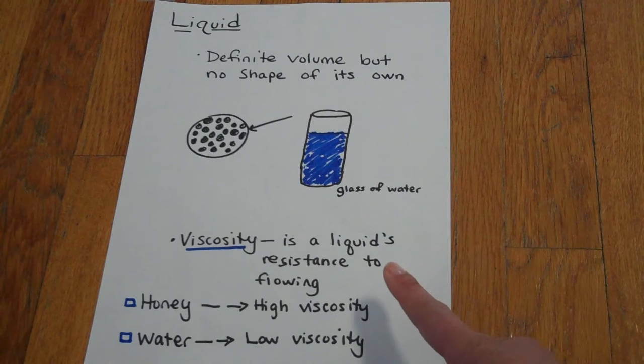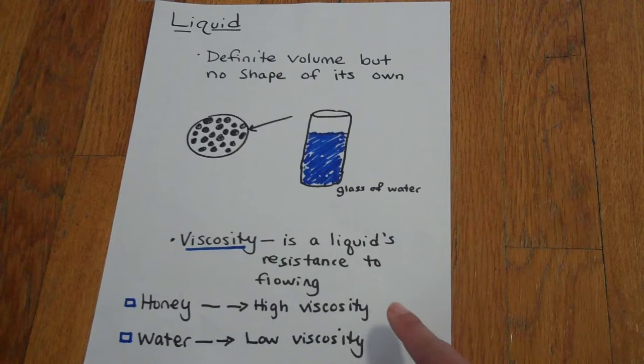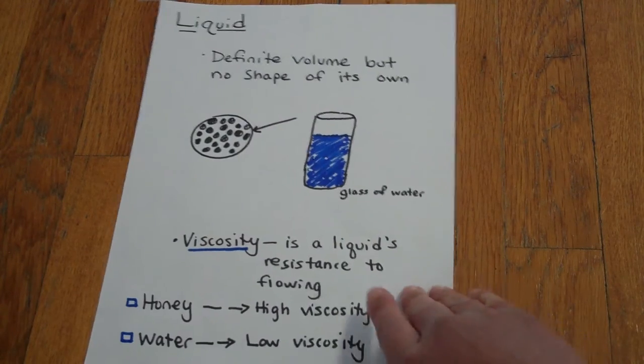Liquid has a viscosity. Viscosity is a liquid's resistance to flowing. An example of high viscosity is honey, and low viscosity is water.